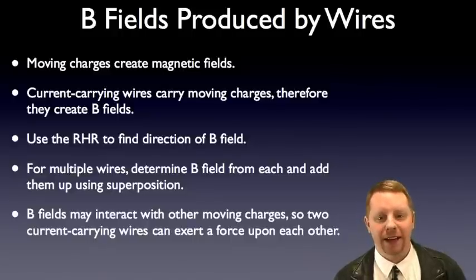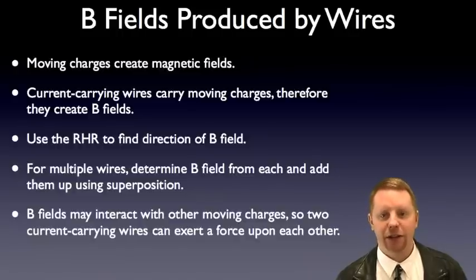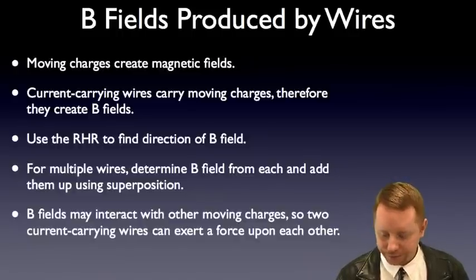Now, also realize that magnetic fields interact with moving charges to create a force. So if there's a magnetic field, a current carrying wire can feel a force due to that magnetic field because it contains moving charges. So two current carrying wires can actually exert a force upon each other.